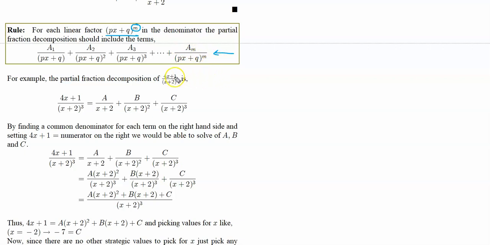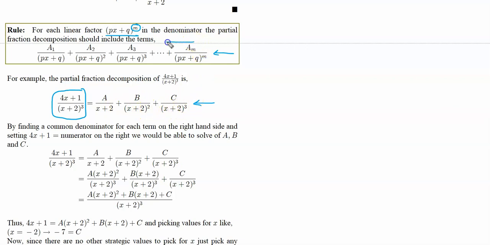For example, suppose you want to find a partial fraction decomposition for this rational function. Now you notice the denominator is already factored for us, so it has a single linear factor (x + 2) cubed. So that means that our partial fraction decomposition would look like this. You see we have A over (x + 2) to the first power plus B over (x + 2) squared plus C over (x + 2) cubed.